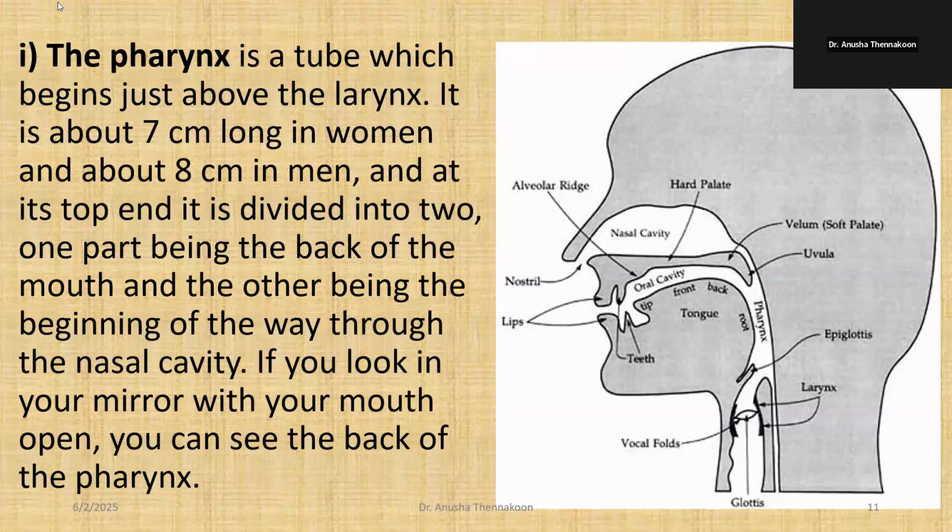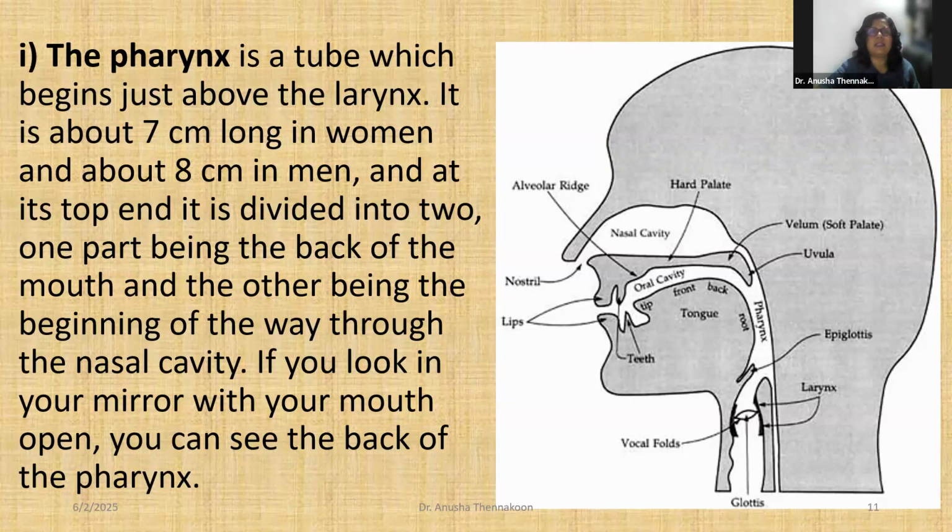Okay, we'll understand the pharynx. Here you just check where it is. Somewhere here, close to the throat, the pharynx. It's a tube which begins just above the larynx. So now you have to check where the larynx is. That is at the lower part. It is about 7 centimeters long in women and about 8 centimeters in men.